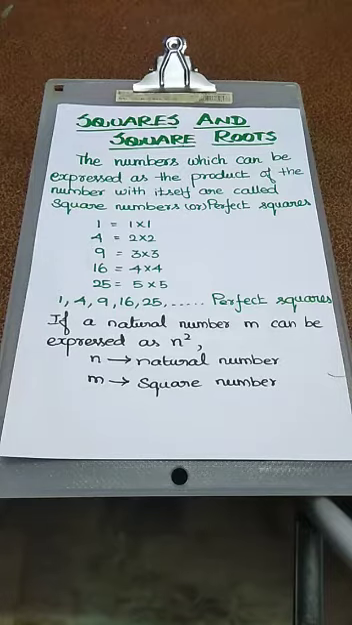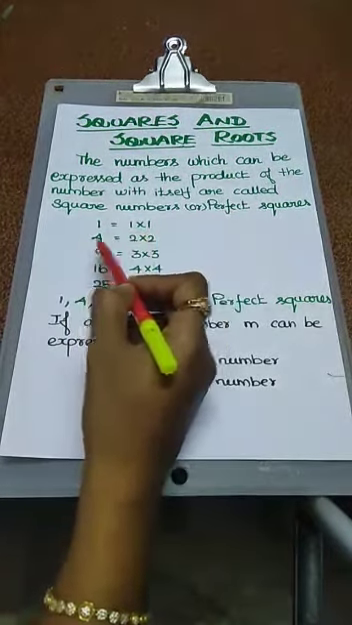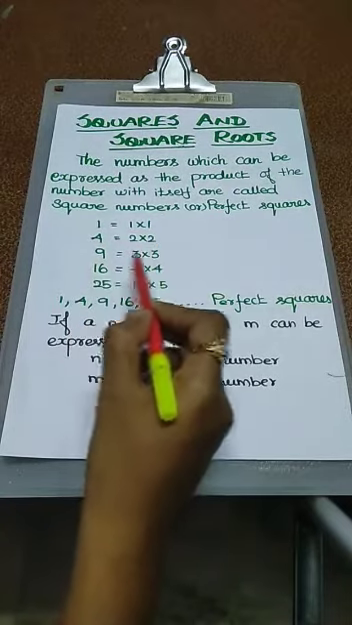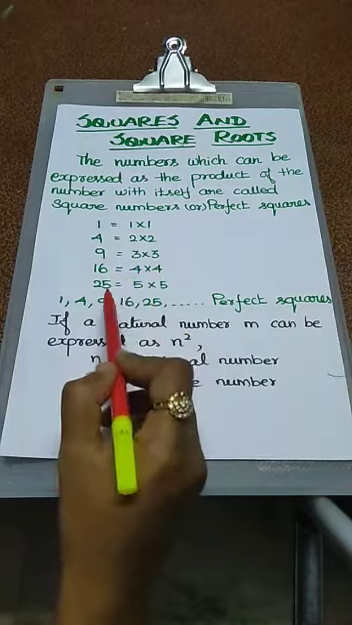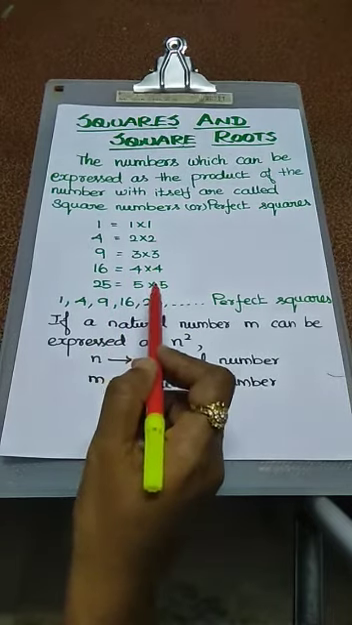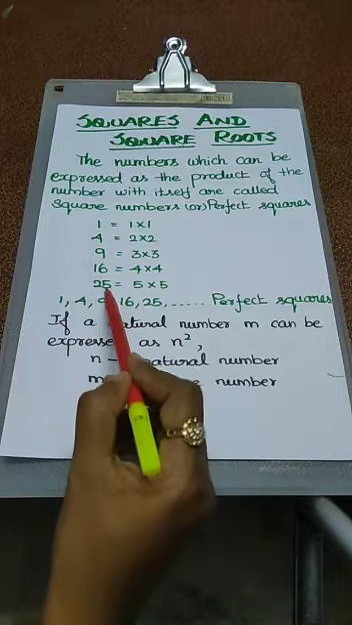What is a square actually? The numbers which can be expressed as the product of the number with itself are called square numbers or perfect squares. Sometimes we have to use the perfect square values regularly. How can we write now? 1 is equal to 1 into 1. 4 is equal to 2 into 2. 9 is equal to 3 into 3. And 16 is equal to 4 into 4. 25 is equal to 5 into 5. So 1, 4, 9, 16, 25, etc.